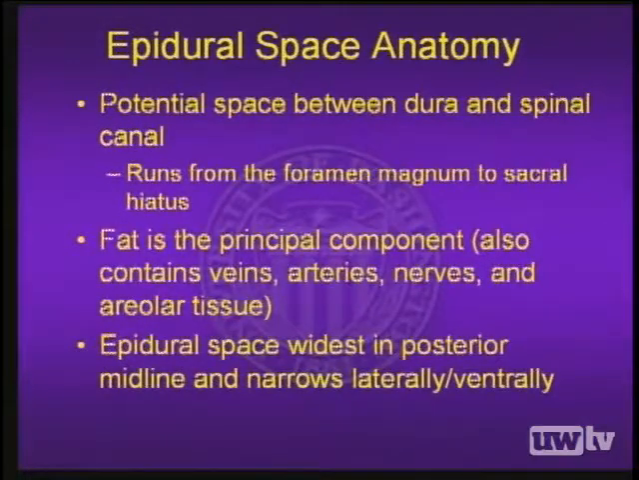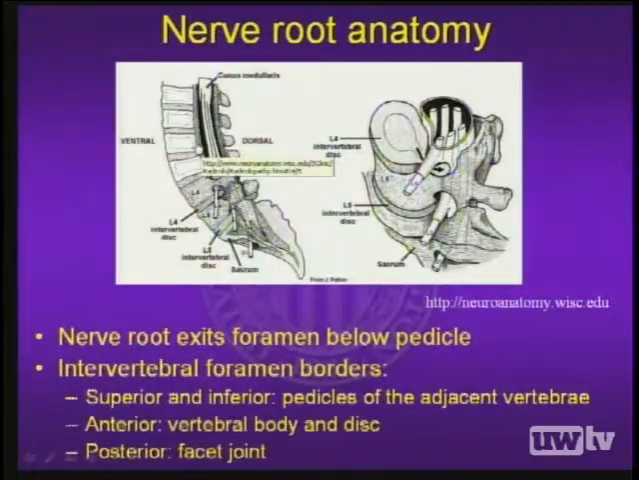Usually it's made up of fat. There are also veins, arteries, and nerves in there. It's widest posteriorly at the midline, and then it narrows as you go out. Just quickly looking at the nerve root anatomy, this is where the nerve root comes out, and this is the foramen right here.